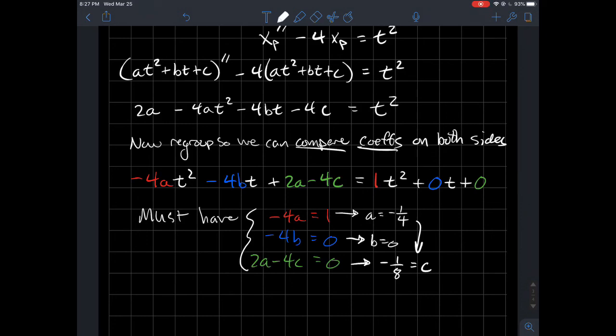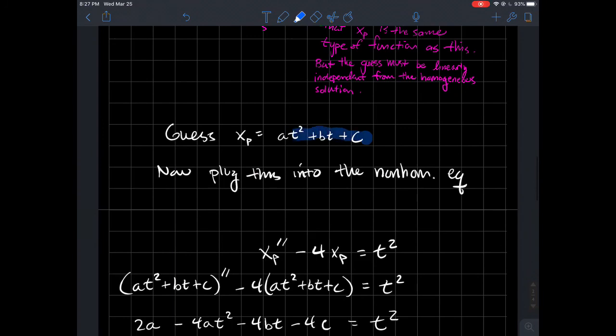So this is a fairly nice system. The blue ones tell me that b should be 0. And the green one, well, if you know that a is negative a fourth, just go ahead and plug that in for this a here, and you should get that c works out to be negative 1/8. So what's the point of that? Well, you just found an a, b, and a c that will make this a solution to the differential equation.